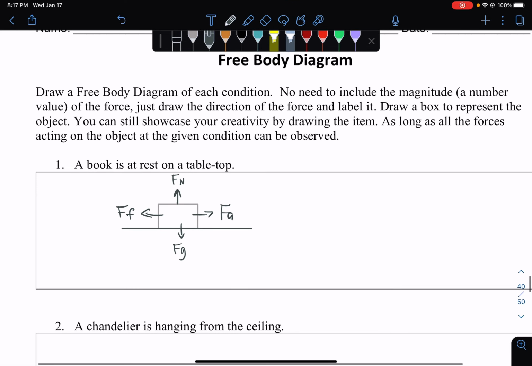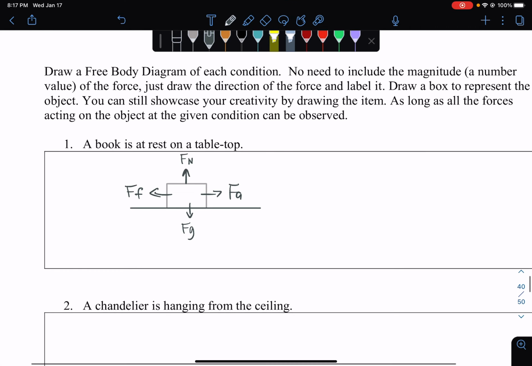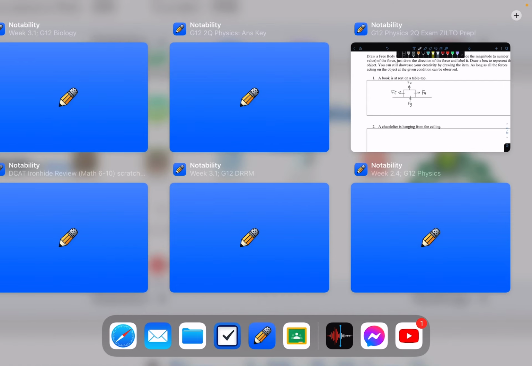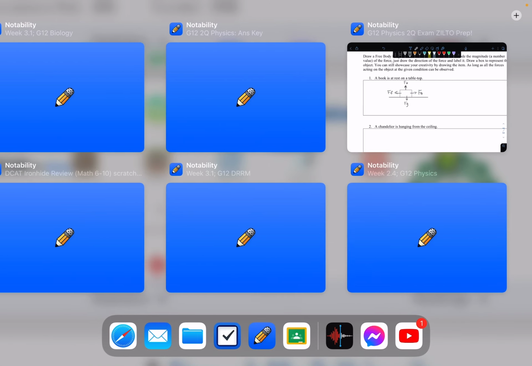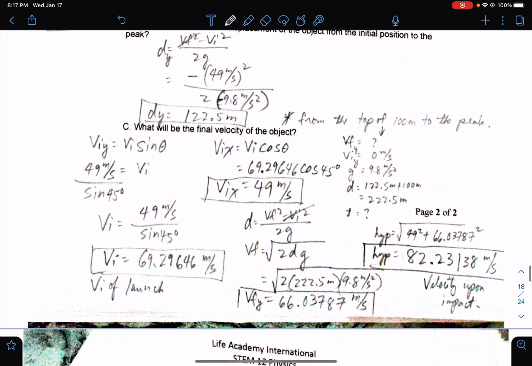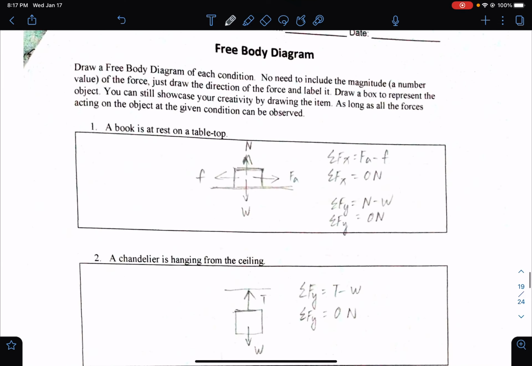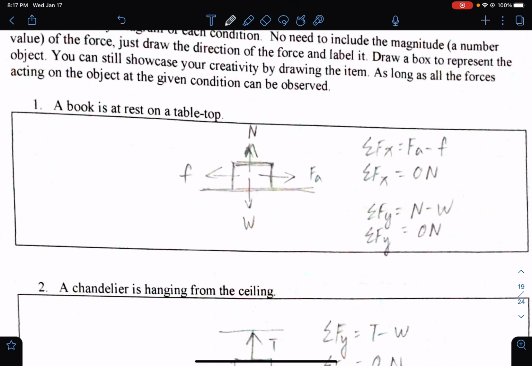So, a book is at rest on a tabletop. Let's see the answer key. I'm afraid my iPad RAM is pushed to its limit, but this is what we have.